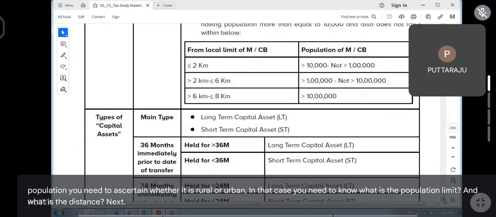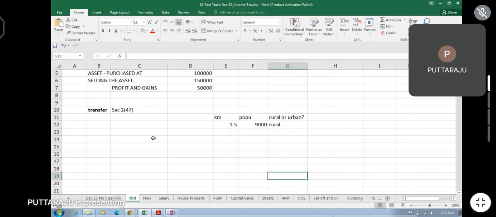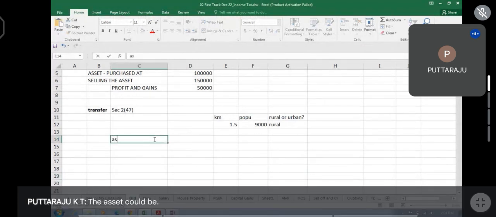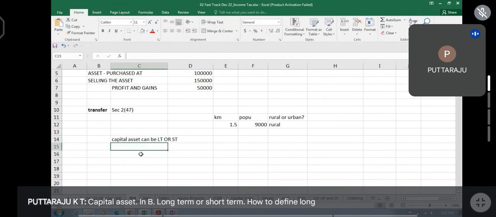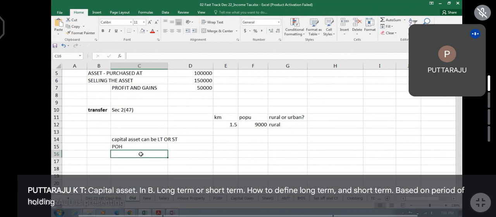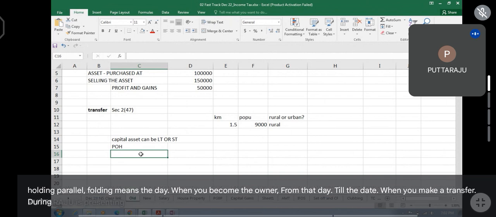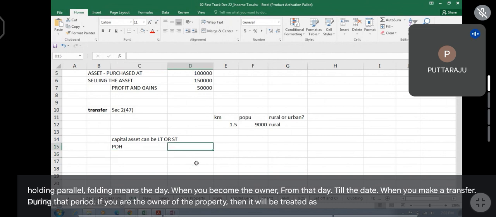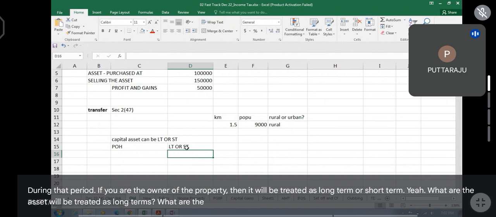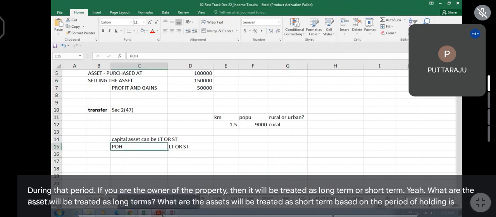Next. The asset could be a capital asset, which can be long term or short term. How to define long term and short term? Based on period of holding. Period of holding means the day when you became the owner, from that day till the date when you make a transfer. During that period, if you are the owner of the property, then it will be treated as long term or short term. What assets will be treated as long term, and what assets as short term? Period of holding is the crux of entire capital gains.